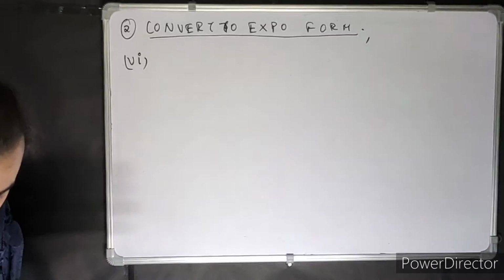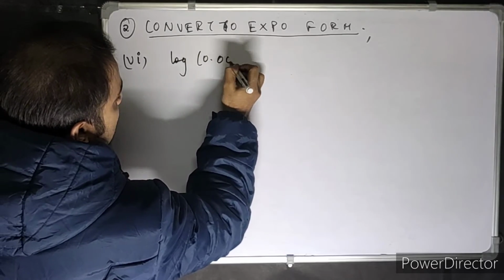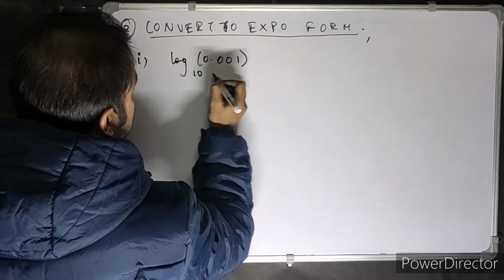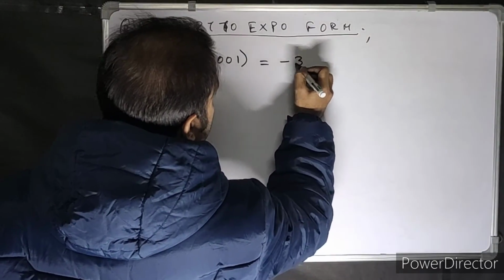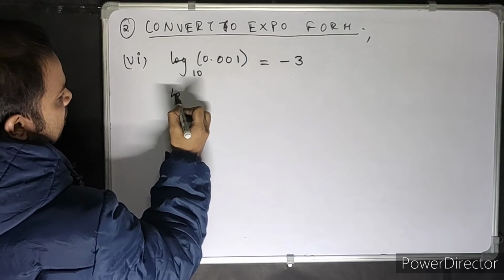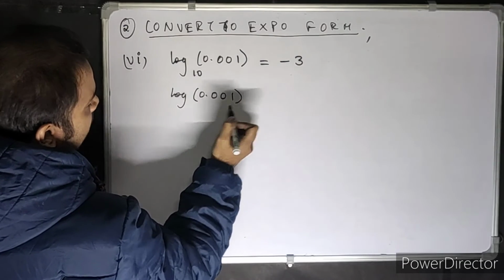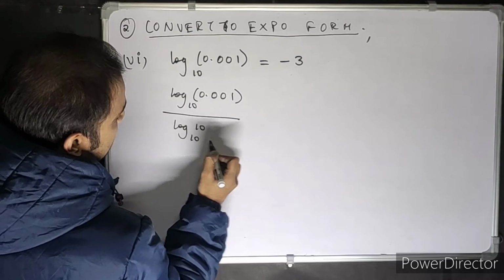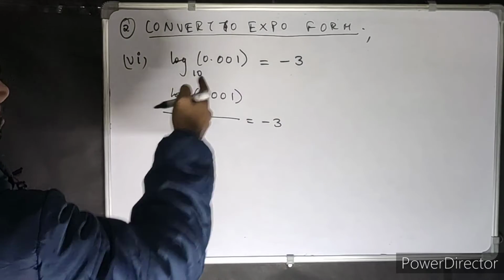This is the 6th one. Log 0.001 base 10 is equal to minus 3. Now you must be wondering what to do here. This already has a base 10. No problem. Just write like this: log 0.001 base 10 divided by log 10 base 10. Simple. Log 10 base 10 is 1, so divided by 1 it is.